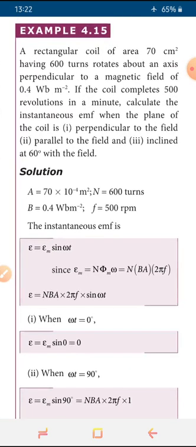Okay, so till now we discussed the rotation of the coil which is placed in a magnetic field. After that we have an example here, and this example 4.15 is based on the rotation of the coil which we discussed now. So here this question is explained. A rectangular coil of area 70 cm square, with 600 turns, rotates about an axis perpendicular to the magnetic field of 0.4 Weber per meter square. If the coil completes 500 revolutions in a minute, we have to calculate the instantaneous EMF when the plane of the coil is, 3 cases are given. One is perpendicular to the field, second is parallel to the field, and third one is inclined at 60 degrees with the field. So these 3 cases are given. We have to find out the instantaneous EMF.